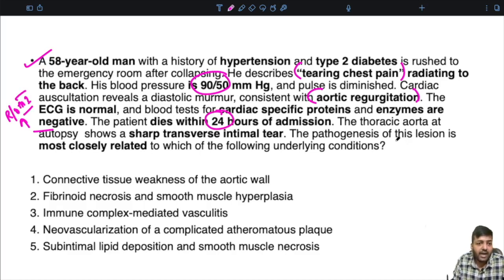The thoracic aorta at autopsy shows a sharp transverse intimal tear. The pathogenesis of this lesion is most closely related to which of the following underlying conditions? We are also going to discuss this at the end of this particular session. So stay tuned till the end.